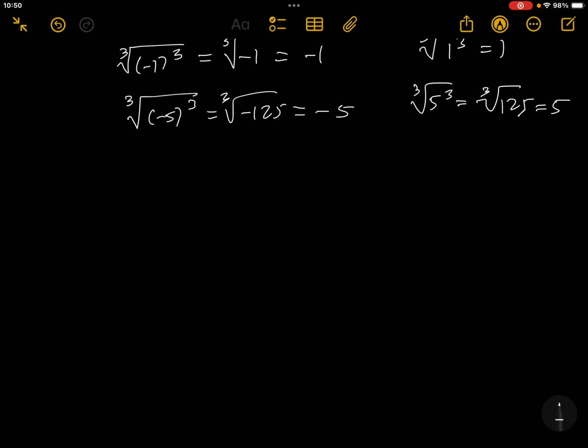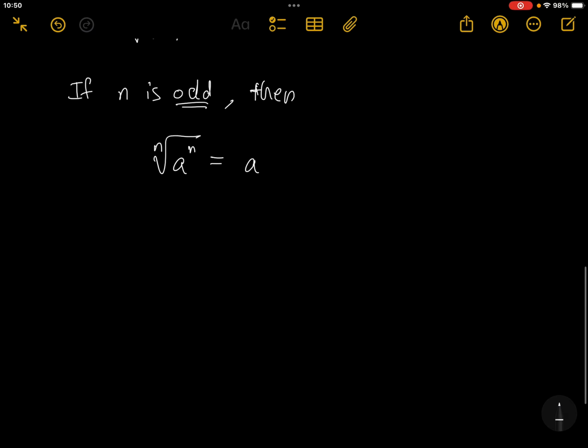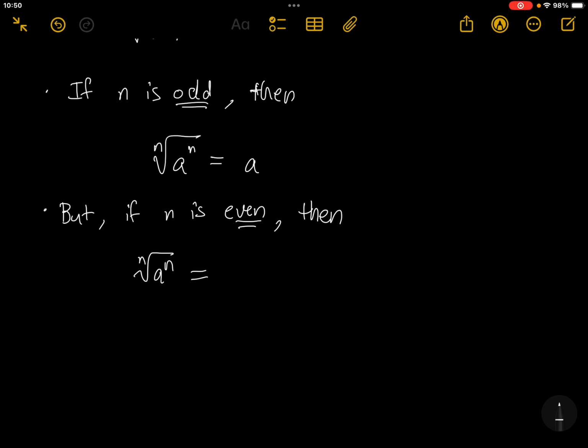So let's summarize what we have seen. If n is odd, then if you take any number and raise it to the nth power and then take the nth root, that is equal to a. There's no problem with that. But if n is even, then it's not that simple. It's slightly more complicated. Then the nth root of a to the n, what you get depends on whether a is positive or negative. Now if a is positive, or if a is 0, then you're just going to get a as a result. So it's a if a is greater than or equal to 0.